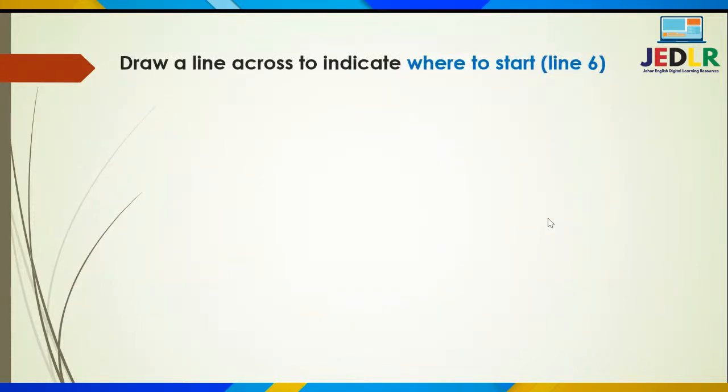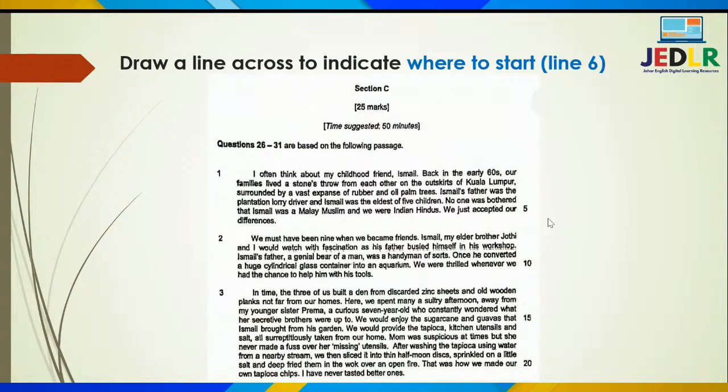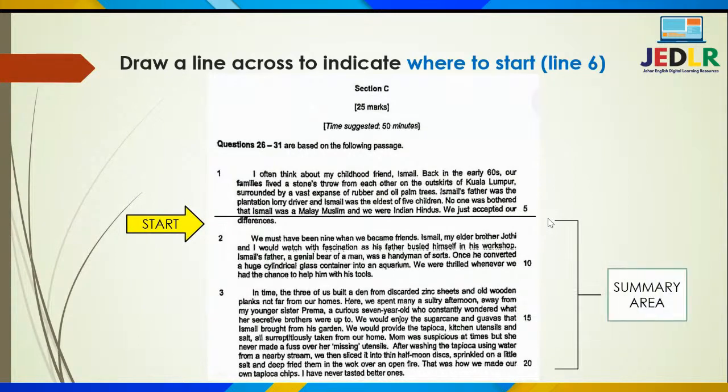Okay, so this is what you should do when you get your question paper. Draw a line across to indicate where to start. Mana nak mula? Line 6. Okay, so this is your comprehension text. You have to draw a line across. So where is line 6? It is between 5 and 6. So this is your starting point. Draw a line across. You start from here, okay? And from there onwards, this will be your summary area. Find content points from there.